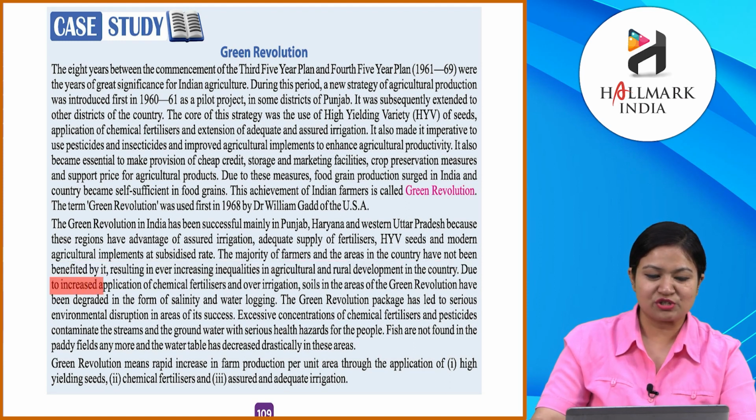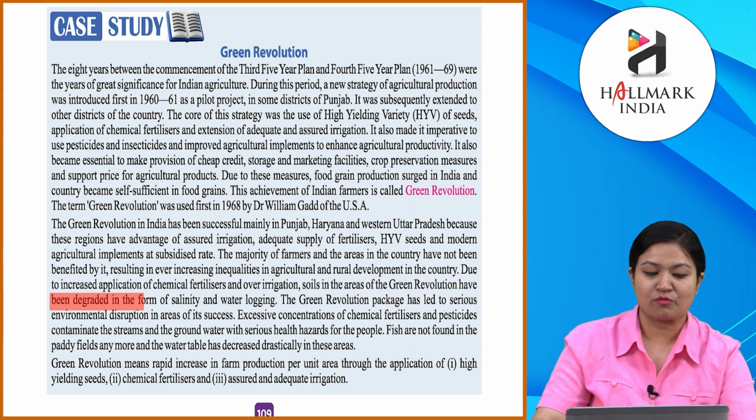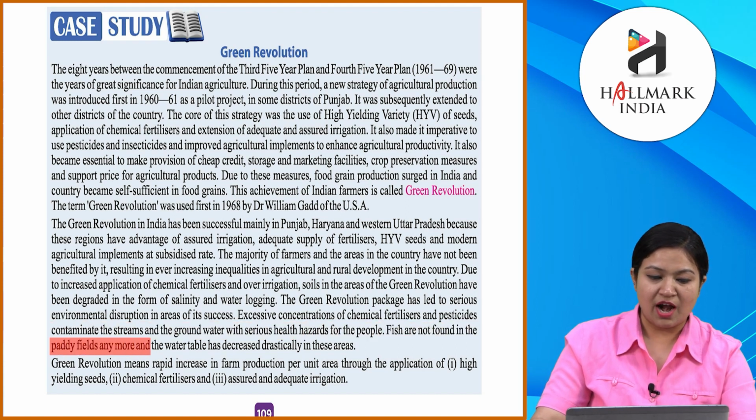Due to increased application of chemical fertilizers and over irrigation, soils in areas of Green Revolution have been degraded in the form of salinity and waterlogging. The Green Revolution package has led to serious environmental disruption in areas of its success. Excessive concentration of chemical fertilizers and pesticides contaminate the streams and the groundwater with serious hazard for the people. Fish are not found in the paddy field anymore and the water table has decreased drastically in these areas.